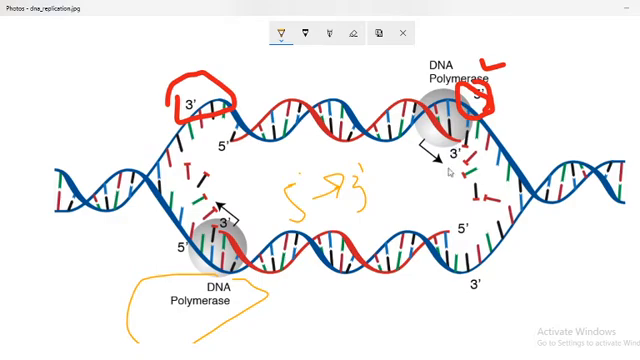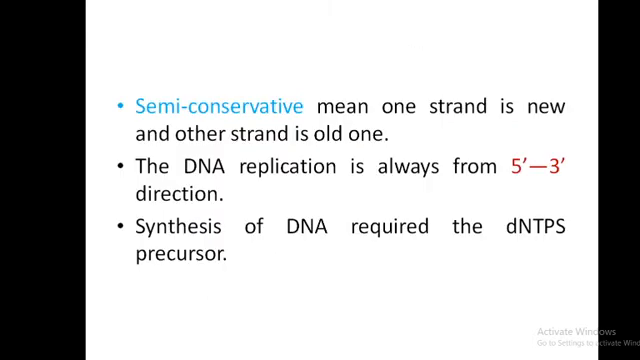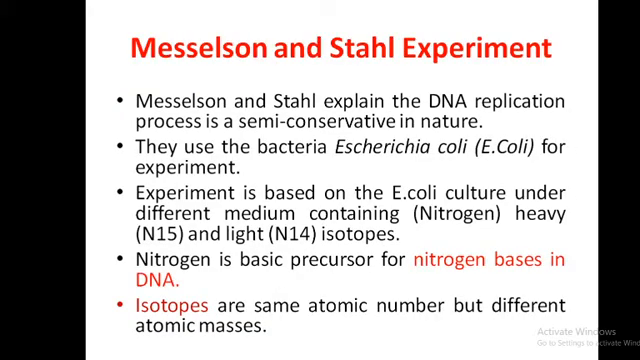Okay, so we are moving to our presentation. DNA replication is a semi-conservative mode. It means one strand is new and the other strand is old. DNA replication is always in the 5' to 3' direction. The synthesis of DNA requires dNTPs as precursors. Apart from dNTPs, DNA polymerase enzymes, that is DNA-dependent DNA polymerase enzymes, are also a requirement. Next, we are moving to the Meselson and Stahl experiment.